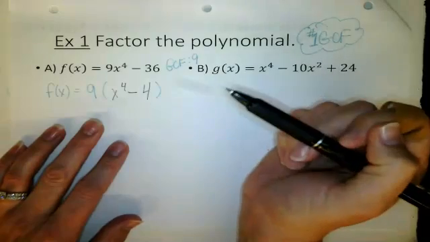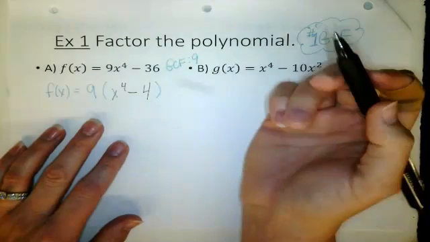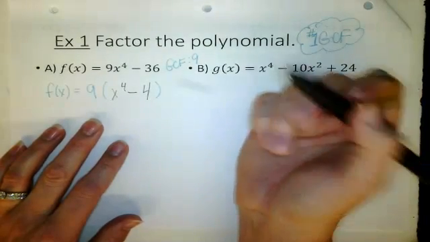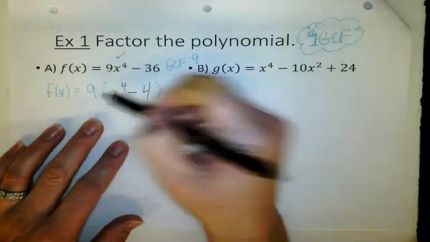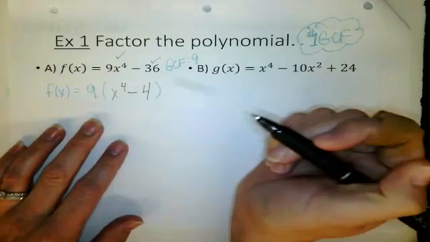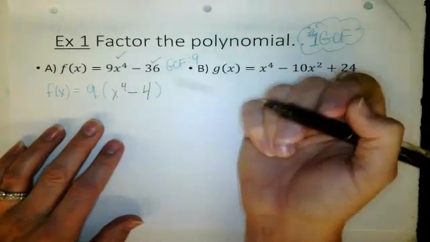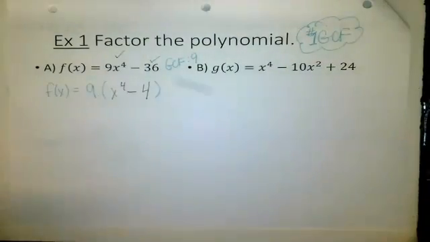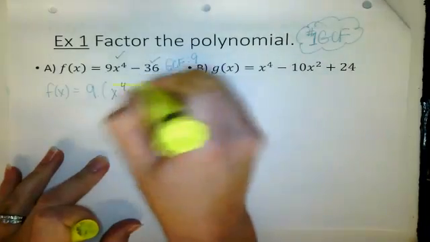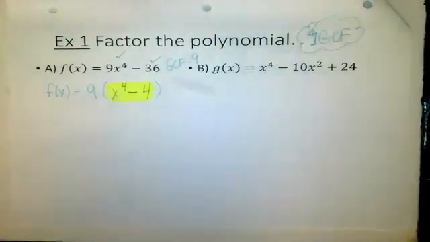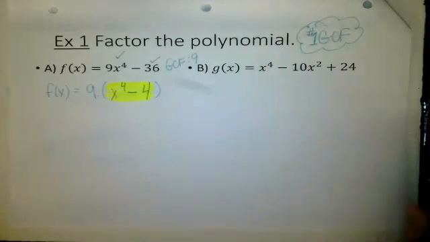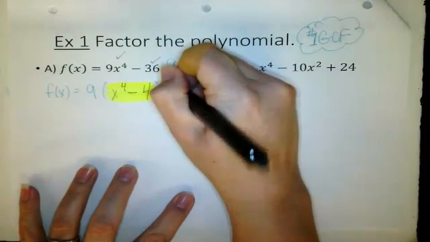Okay. So how do you know if you did it right? Distribute, sure. 9 times x to the 4th gives me 9x to the 4th. 9 times negative 4 is negative 36. Now we need to factor further. This has a special name. What's that special name? Difference of squares.